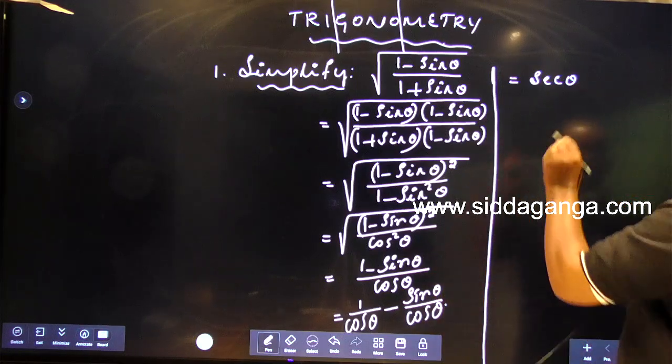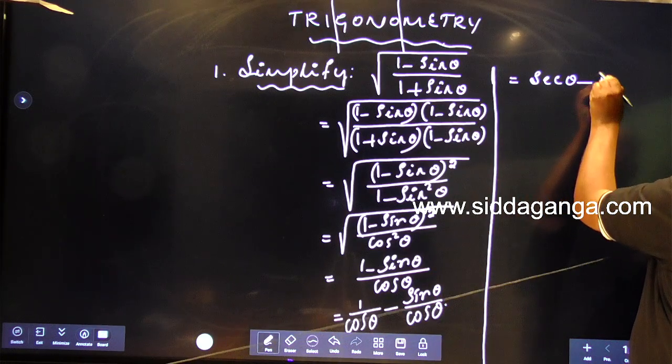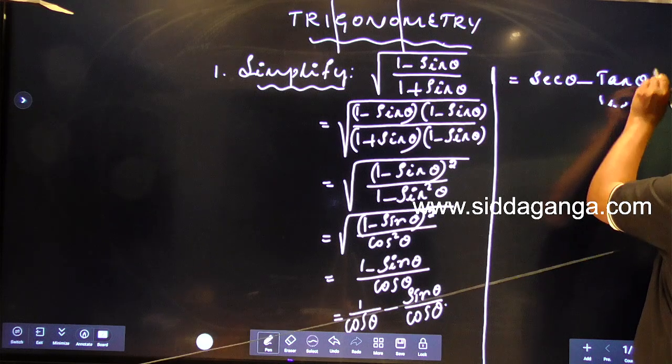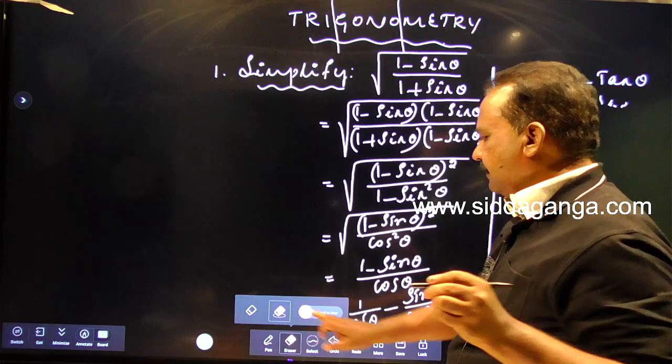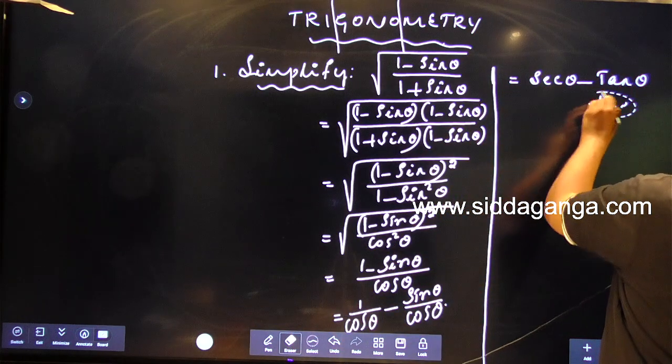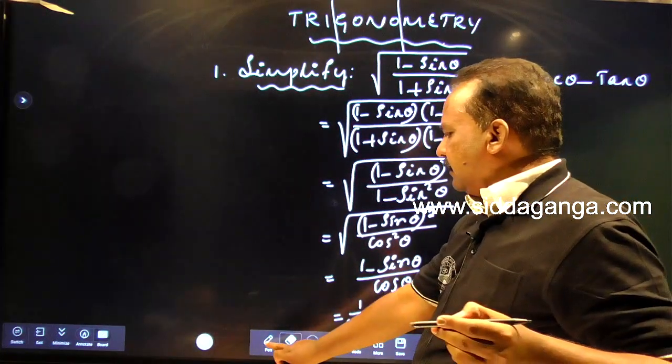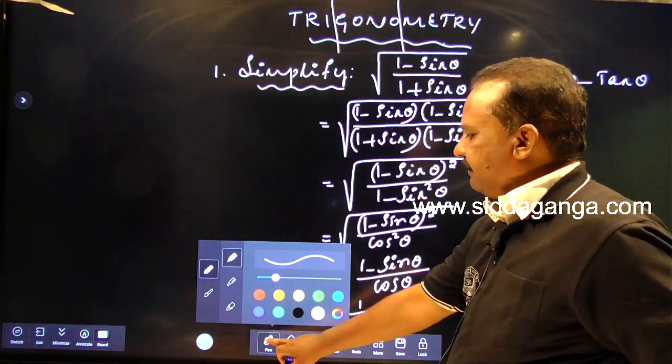And sin theta by cos theta is tan theta. So this is secant theta minus tan theta. So that value will be equal to secant theta minus tan theta.